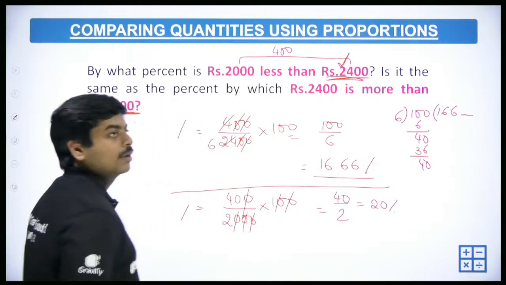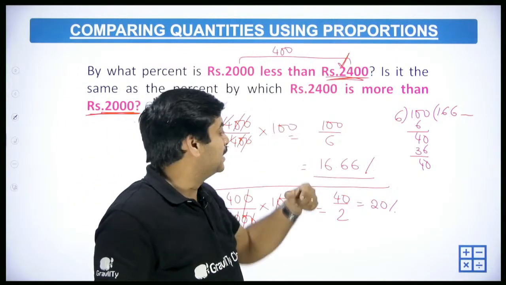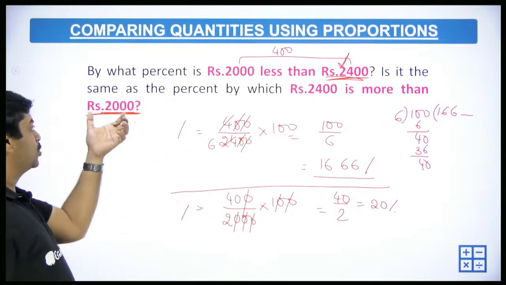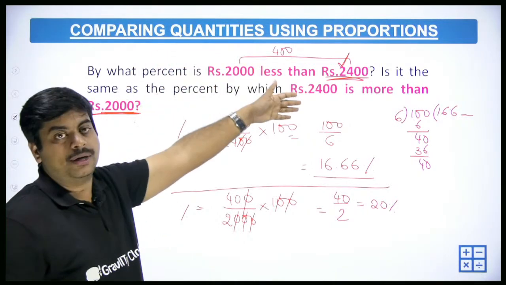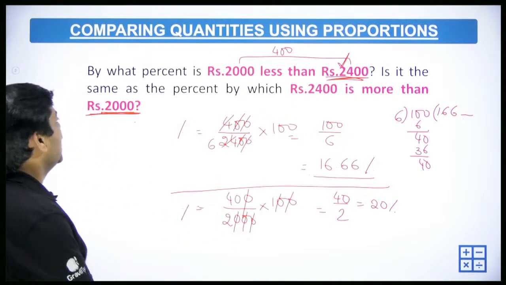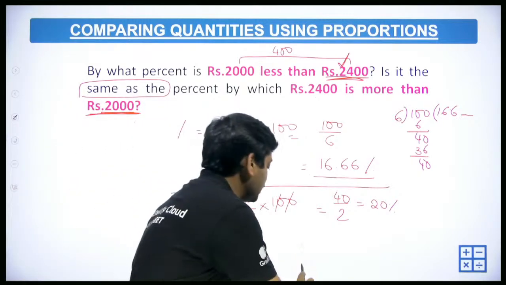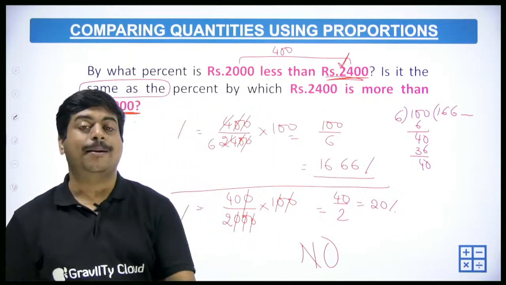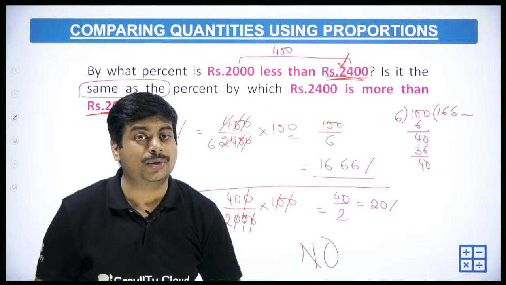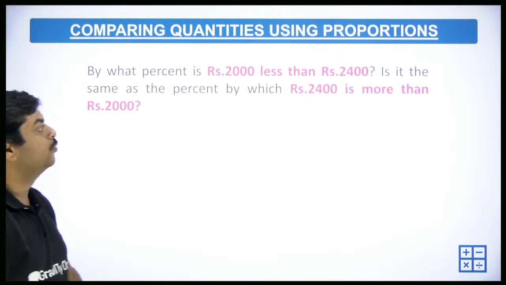So once again, see here. From 2000 to 2400, when we take 2400 as the base, we get a change of 16.66 percent. But here, when the base is 2000 and we go to 2400, the shift is 20%. So is it the same? I said no. The answer is no, these two are not the same quantities because the comparison quantity is different. In one case it is 2400, in the second case it is 2000. So these are two different things and we got two different ratios. Understand?